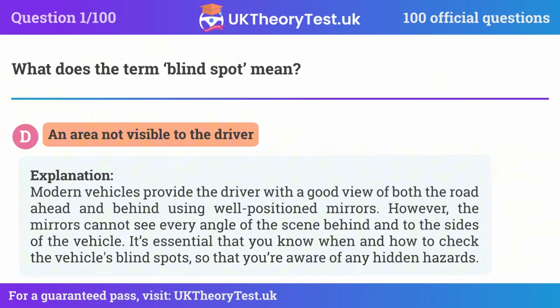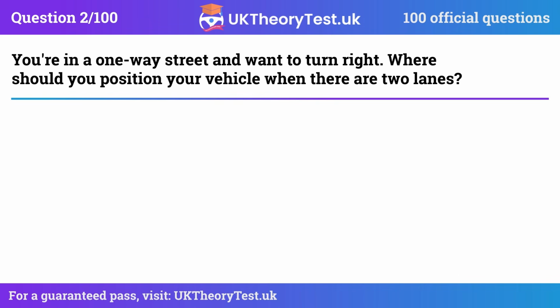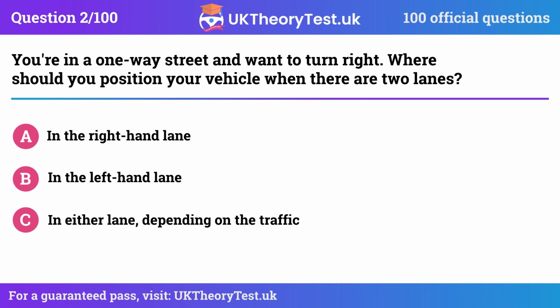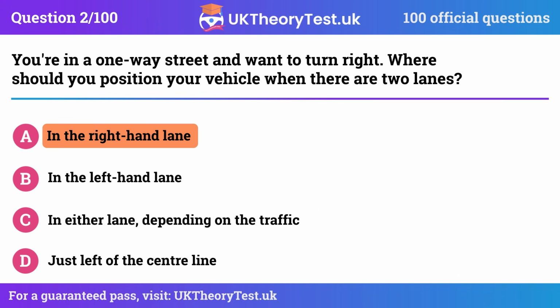hidden hazards. Question 2. You're in a one-way street and want to turn right. Where should you position your vehicle when there are two lanes? A. In the right-hand lane. B. In the left-hand lane. C. In either lane, depending on the traffic. D. Just left of the center line. The correct answer is A. In the right-hand lane.